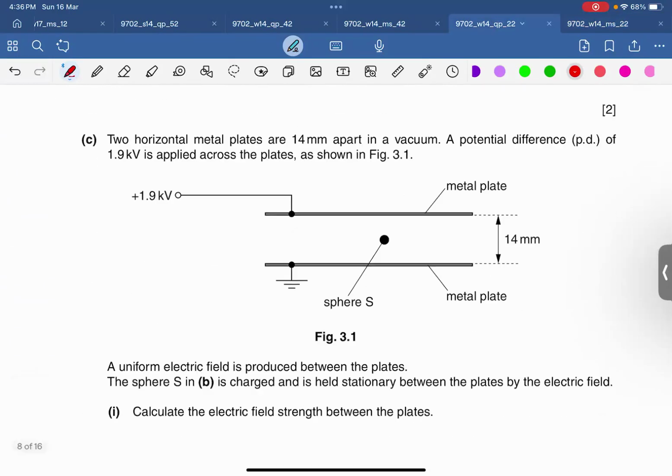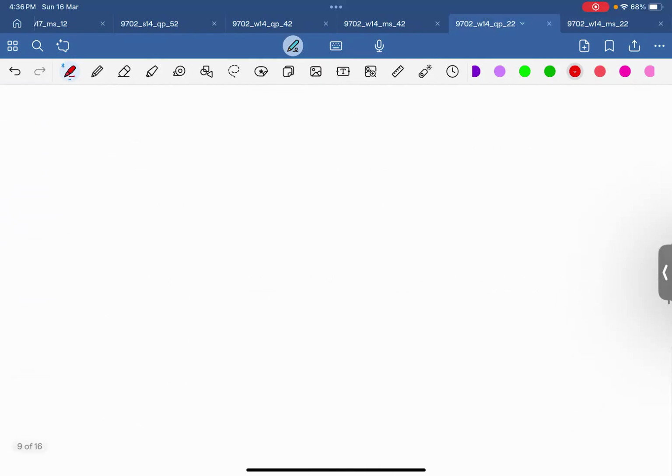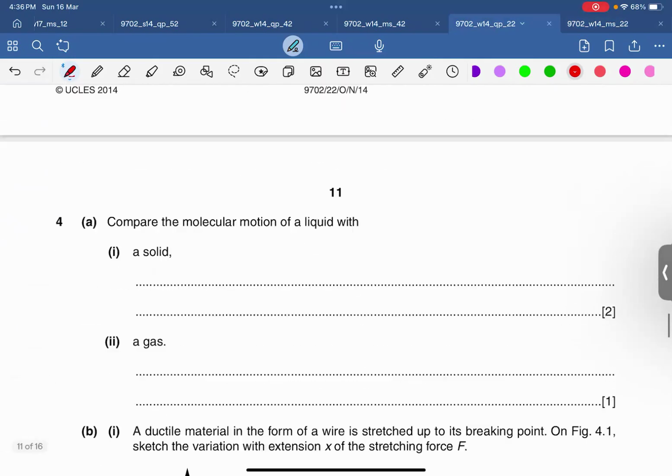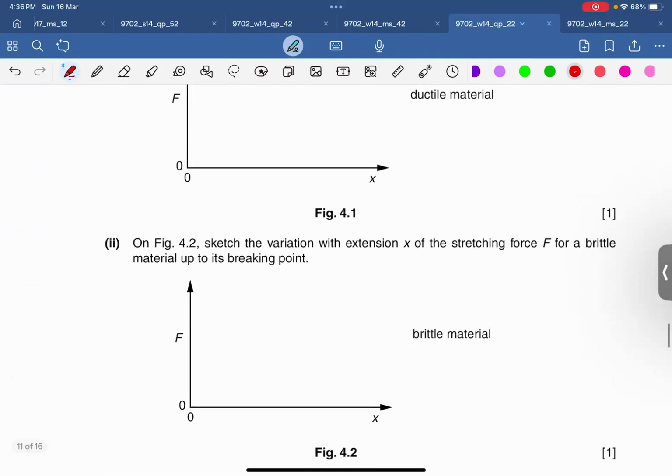Fine. Electric field is not a part of the syllabus. You can skip that. This is also not part of the syllabus.